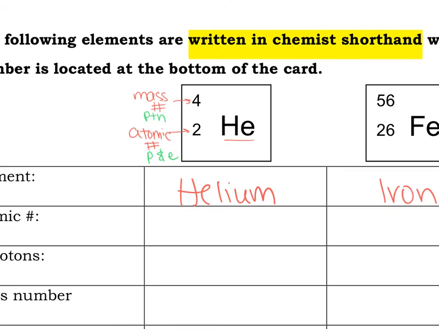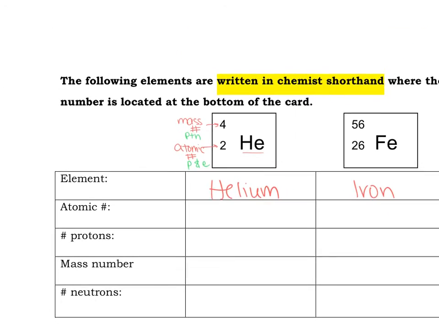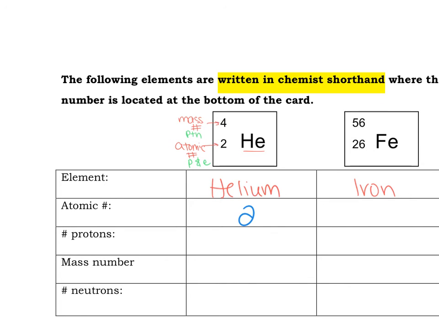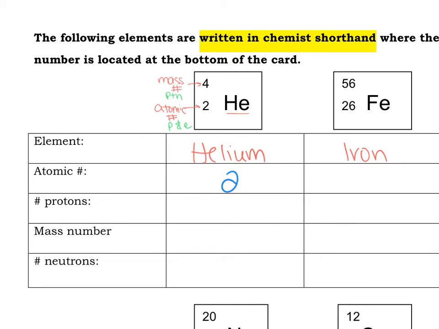So when I start filling this in then, for helium, the atomic number is 2, which means my protons and electrons are also 2. My mass number is at the top, which is 4. To calculate neutrons, I'm going to take my mass minus my protons. So 4 minus 2 gives me 2.